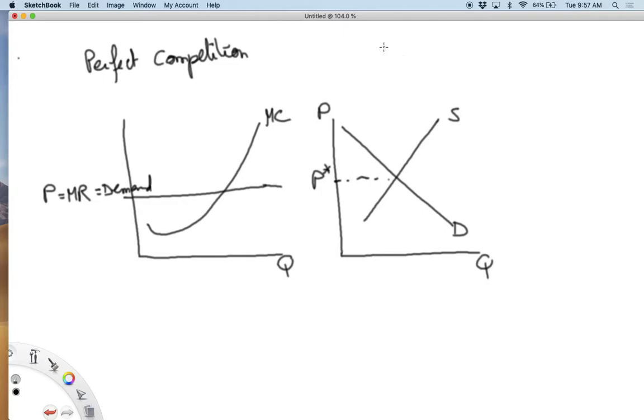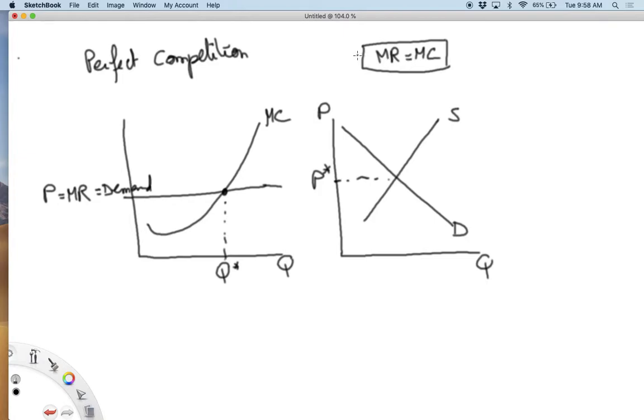And the profit maximizing condition is always marginal revenue equals marginal cost. So this is marginal revenue, this is marginal cost. This is how the firm figures out what quantity to produce. They take the price as given and they choose the quantity where price equals marginal cost. Again, the profit maximizing condition is marginal revenue equals marginal cost.